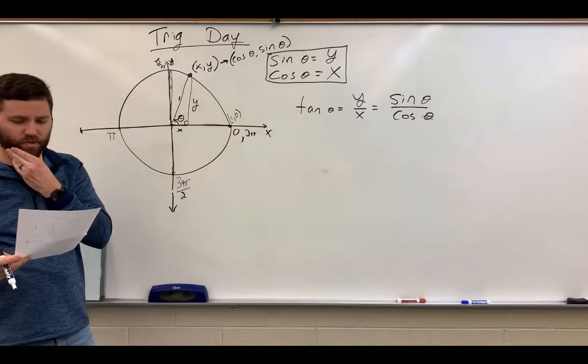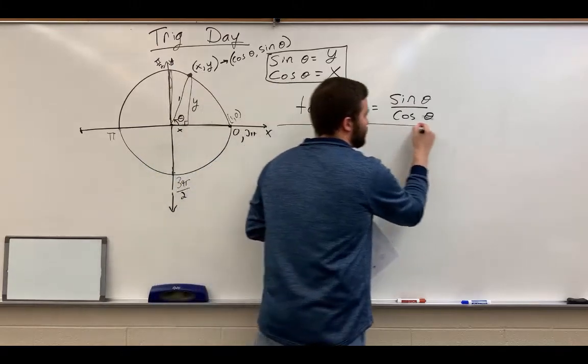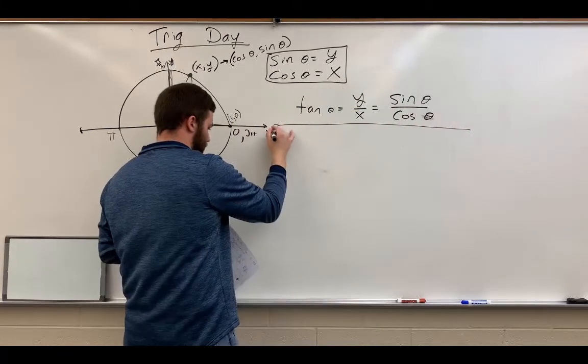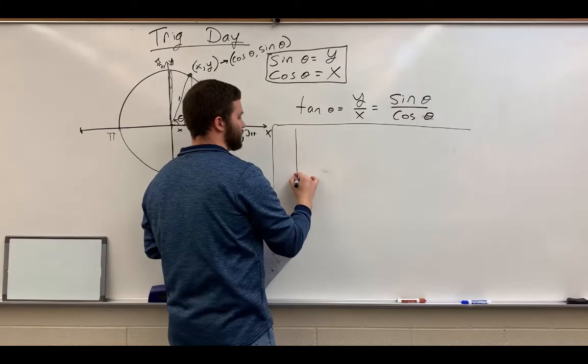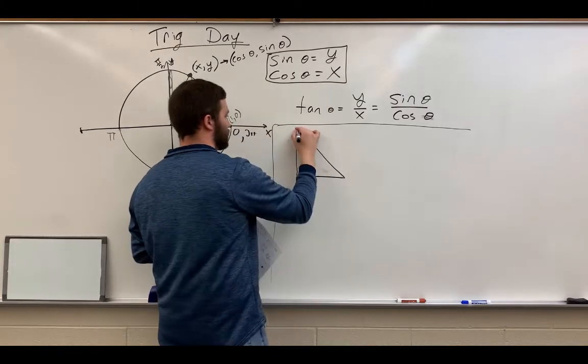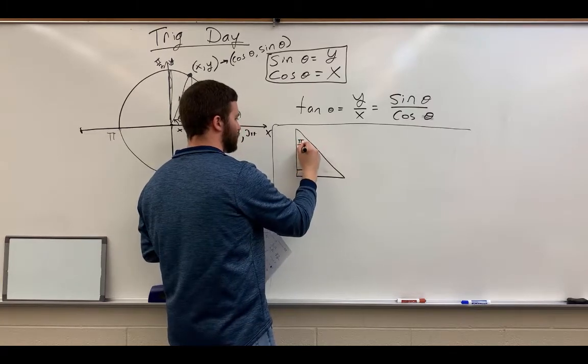Other things that I recommend students remember: you should remember the special right triangles, and there are two of them that show up all the time. The first one is the 45, 45, 90 triangle. And 45 degrees in radians is pi over 4.